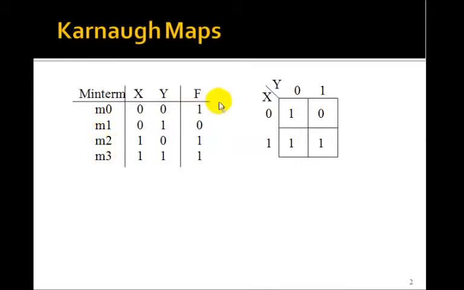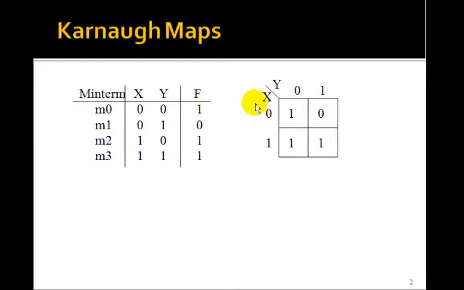Consider this truth table here, where we have min terms m0, 1, 2, and 3. Suppose the output is 1, 0, 1, 1. Now I can draw this truth table in a different form by drawing a square and labeling the rows x, so x is 0, x is 1, and labeling the columns y, so y is 0, y is 1.